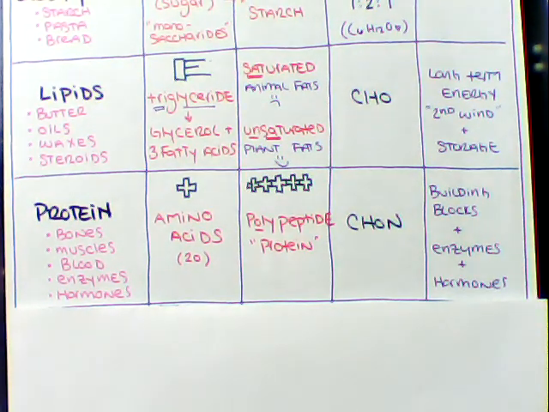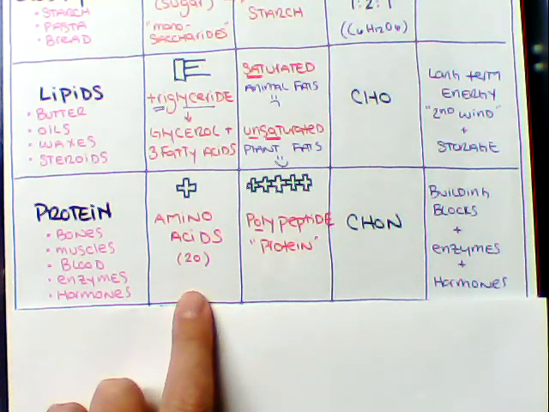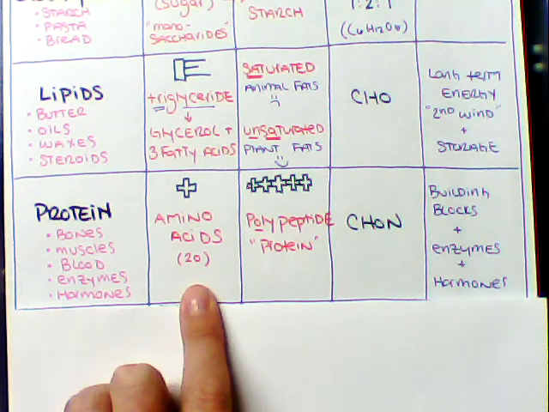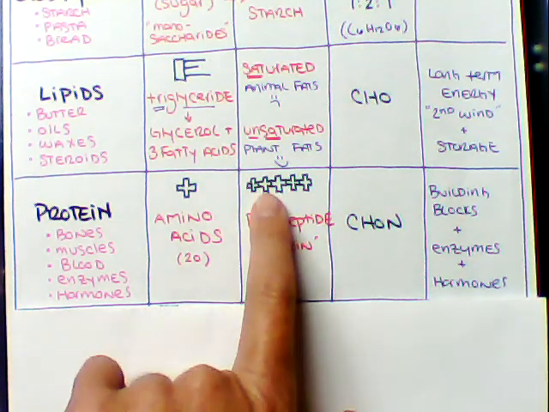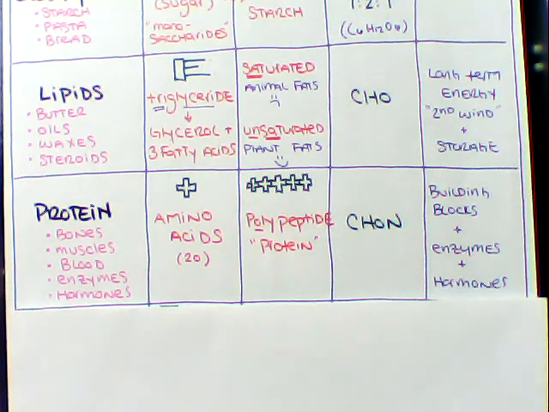Now proteins, remember, are like your bones, your muscles, blood, enzymes, hormones, things like that. They are made of proteins. Proteins in turn are made of what's known as amino acids. So this is the one puzzle piece. There's about 20 essential amino acids that we need in our body. And when we put those amino acids together to create the long polymer, it's known as a polypeptide. So it's many amino acids put together, hence polypeptide.